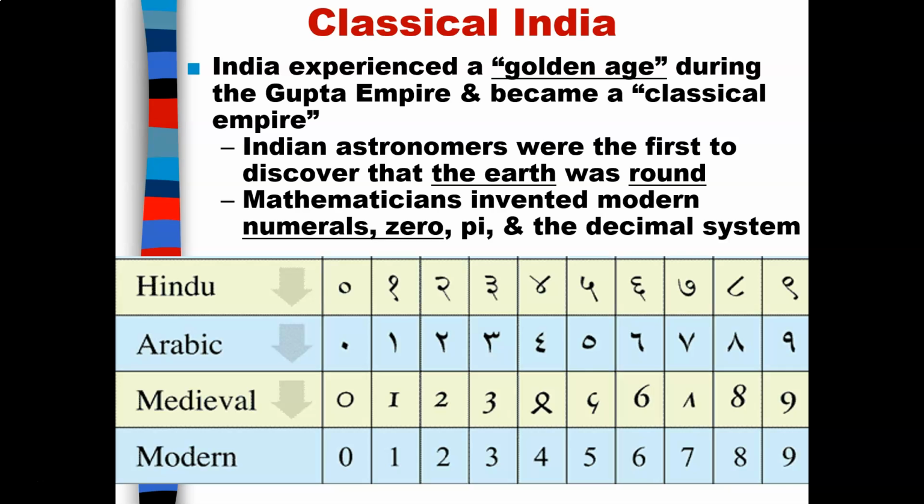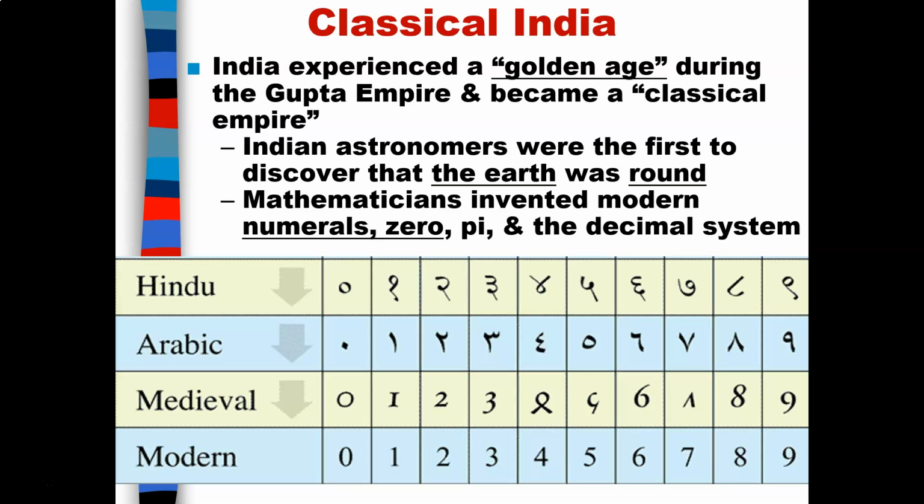Now let's move on to classical India. India experienced a golden age during the Gupta Empire and became a classical empire. Indian astronomers were the first to discover the earth was round. This is really important because prior to this, people thought that the earth was flat, but in this case, we have the astronomers from India that discovered that the earth was round.